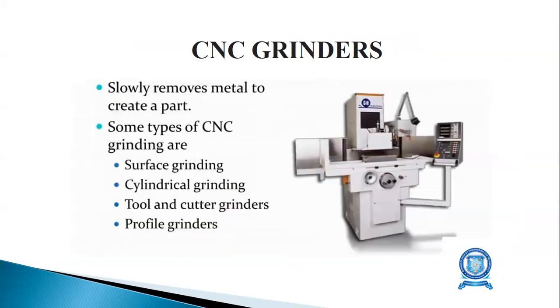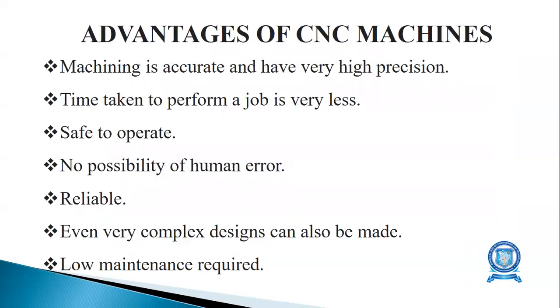CNC grinders. It is a machine which slowly removes metal to create a part. Types of CNC grinding are surface grinding, cylindrical grinding, tool and cutter grinding, and profile grinding.